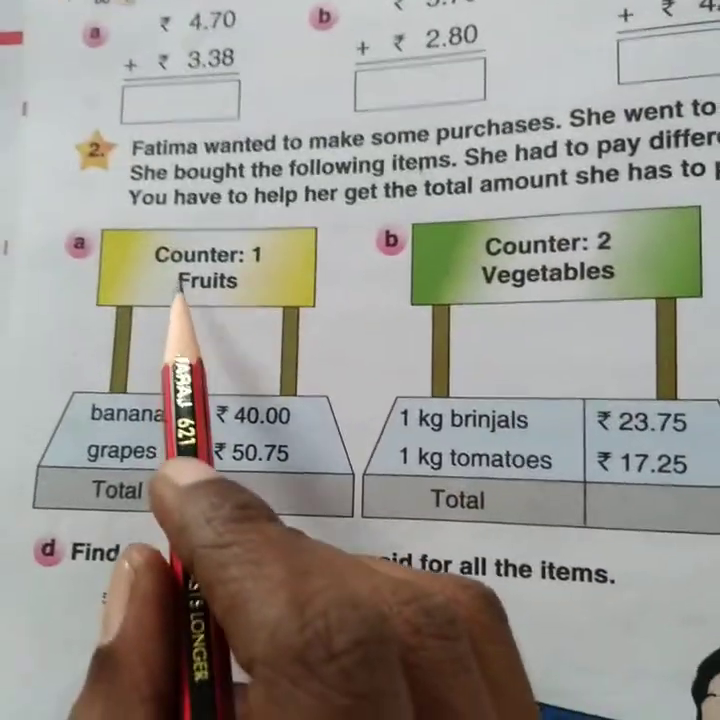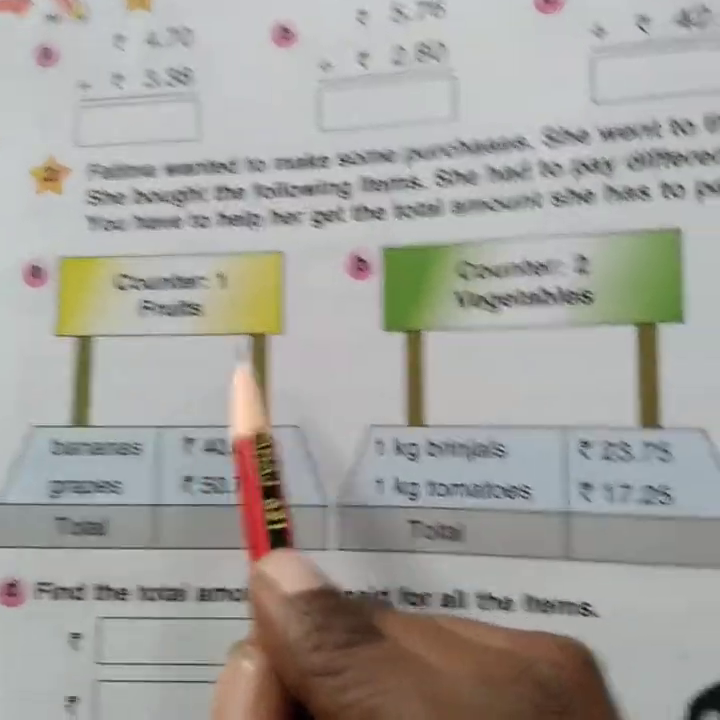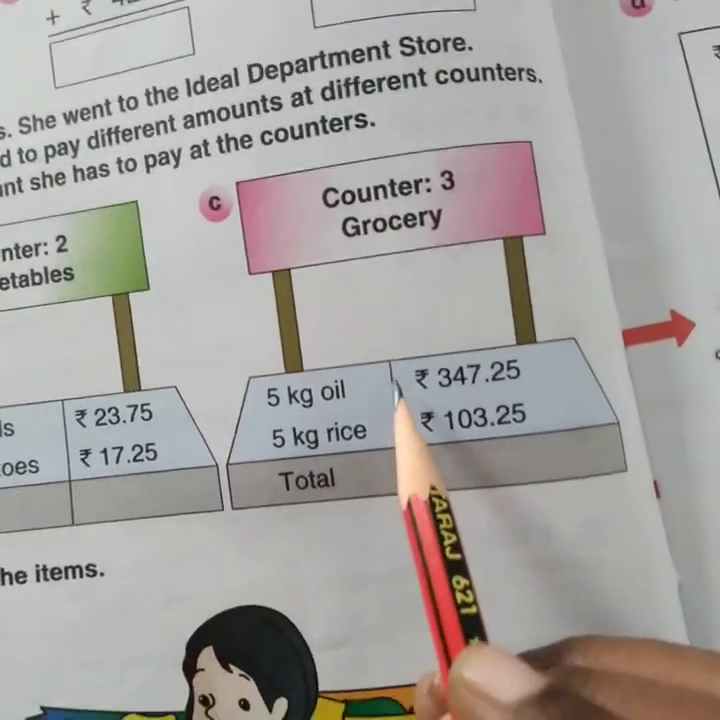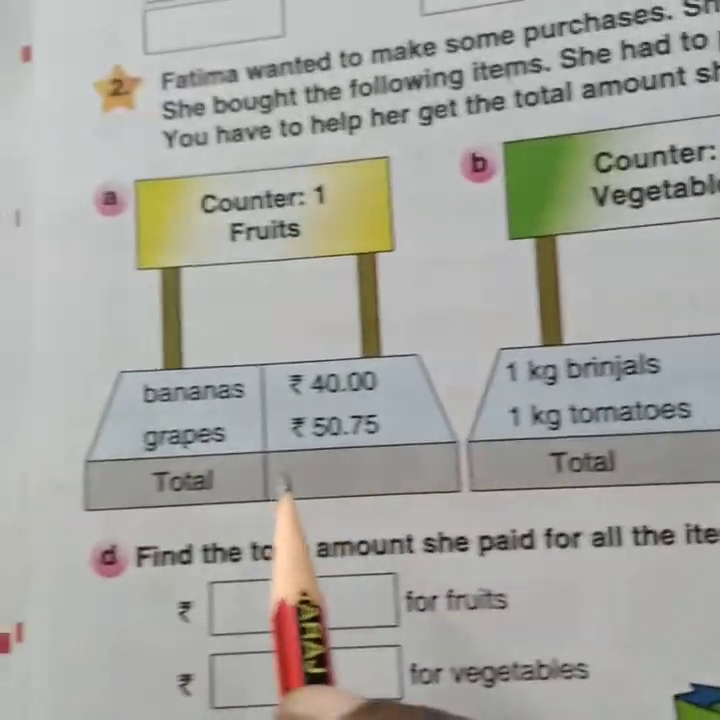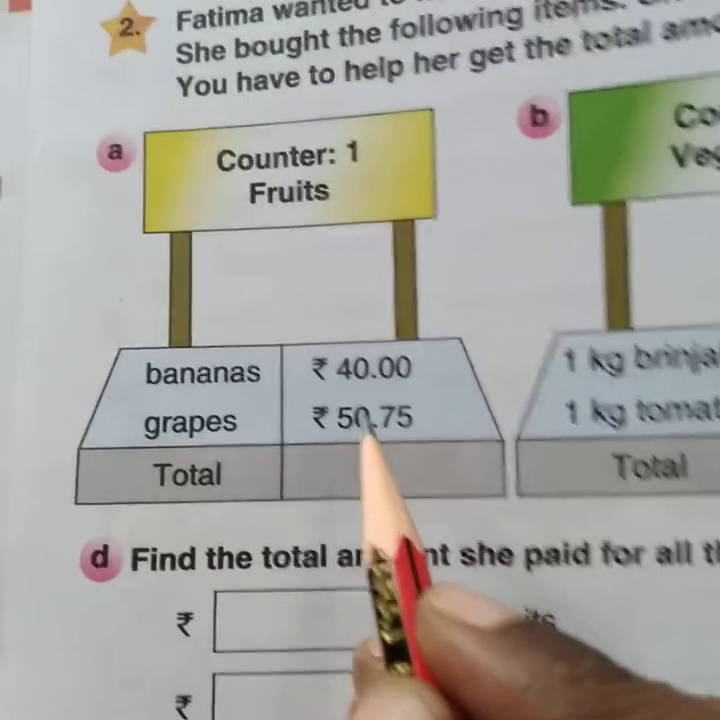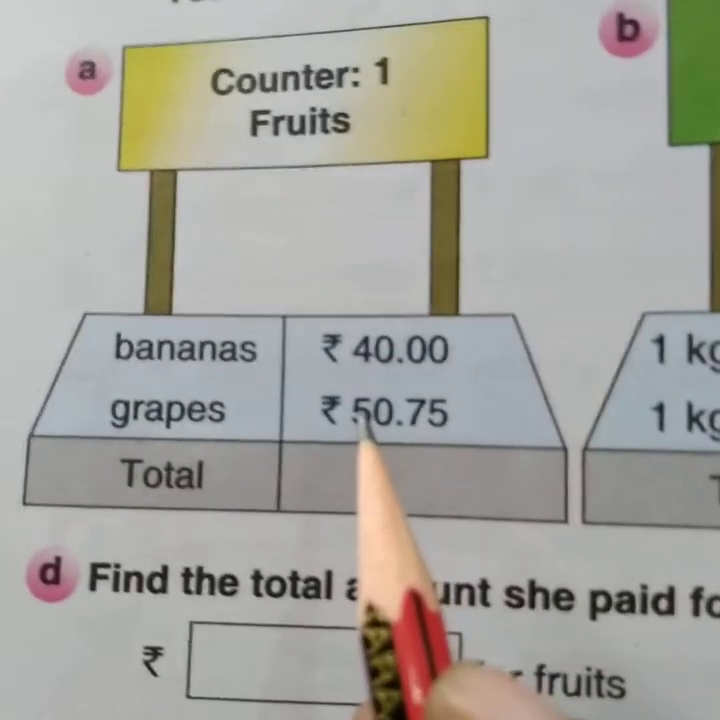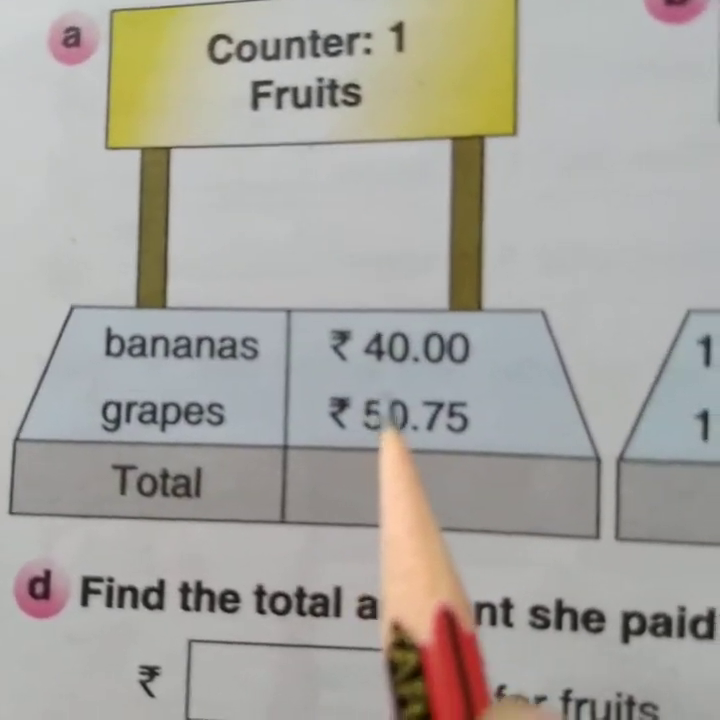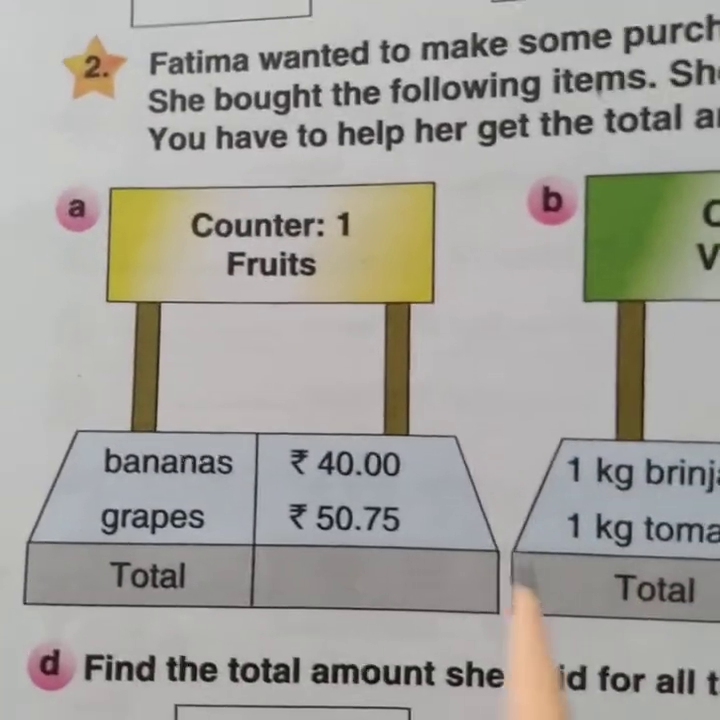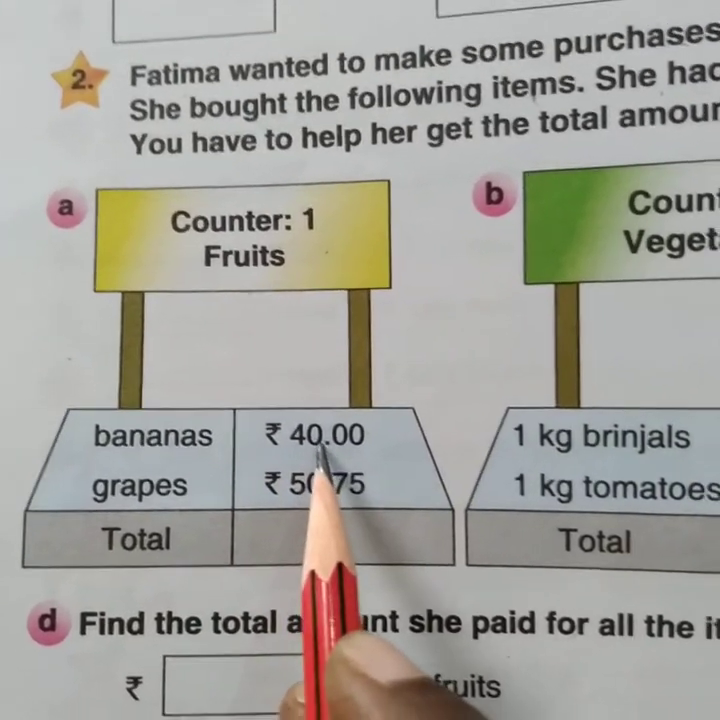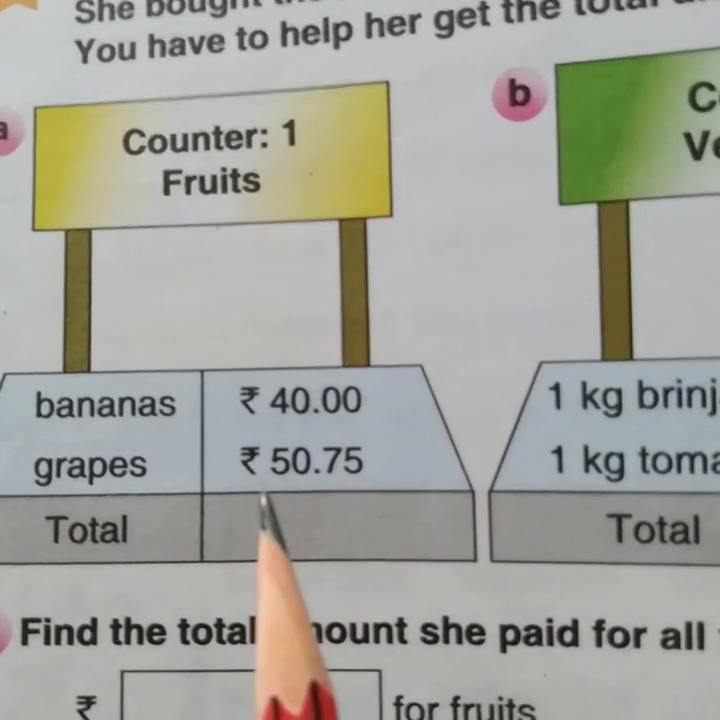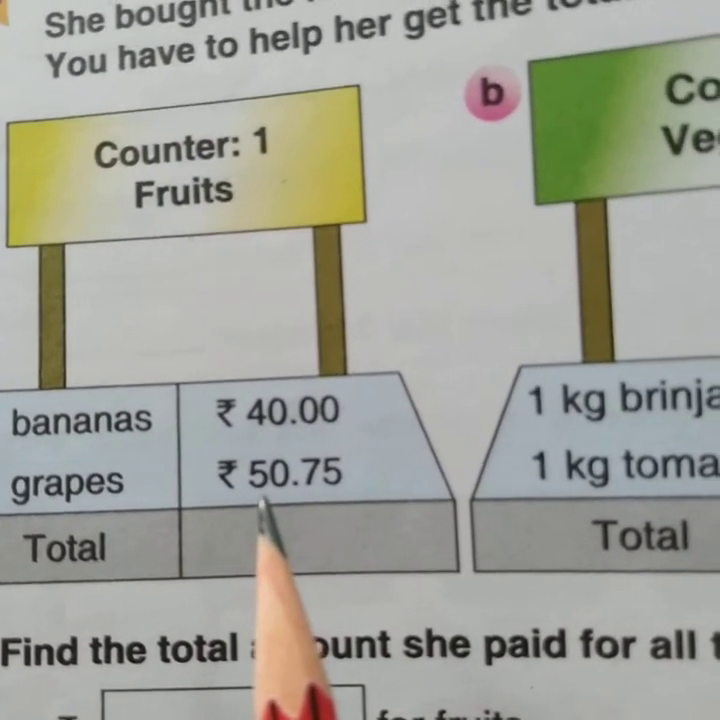So here they have given counter number 1 fruits, counter number 2 vegetables, counter number 3 grocery. So below they have given how much money she has paid for each item. So see here children, at the counter number 1, okay. So here for bananas she has paid rupees 40, 0 paise. For grapes she has paid rupees 50, 75 paise.